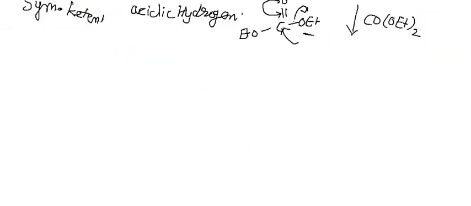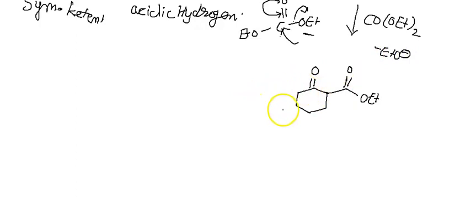In the next step, see, there is your carbonyl group, and a new bond is forming between this carbon and this carbon. So here is your double bond, and EtO negative is removed in this step. Now this is your product A from the first step. This completes your first step.